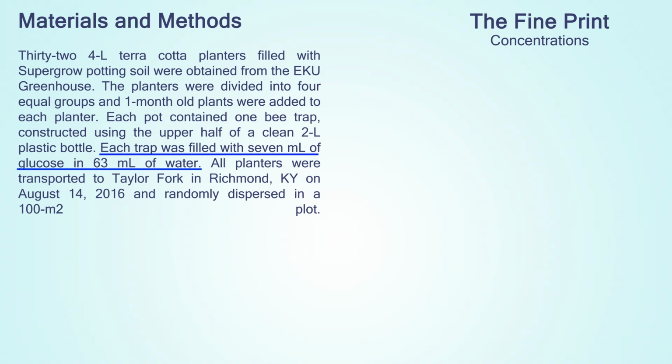What is the total volume that is created? 70 milliliters, right? What percent of the total volume does 7 represent? 10%, right? The correct way to report on how much glucose solution that you made would be to report the concentration. For example, each trap was filled with a 10% glucose solution. Now the reader can make a 10% glucose solution using 550 milliliters of water. How much glucose should the reader add to make a total volume of 550?